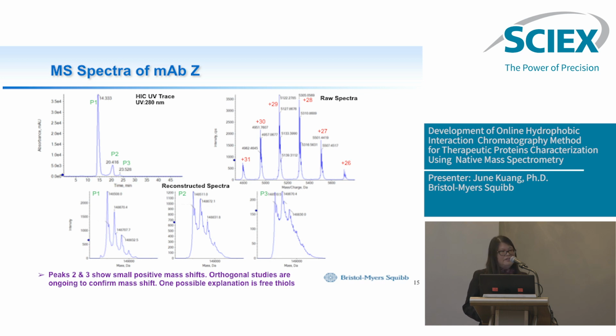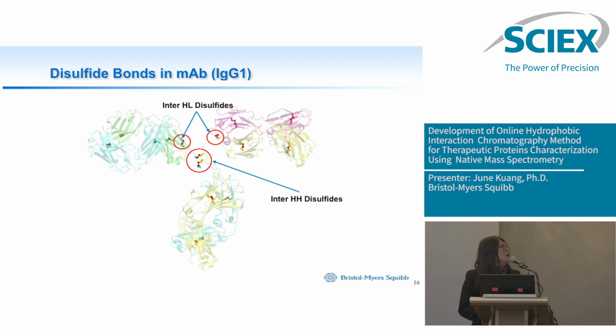Why do I think they are free thiols? Let's look at the MD simulation of the IgG1 antibody. The non-circled ones are the intra-disulfide bonds. They are all buried inside. So if the intra-disulfide bond opens, usually it won't cause a conformational change.